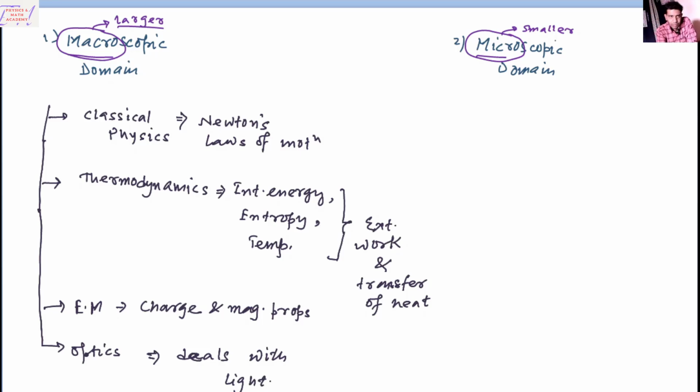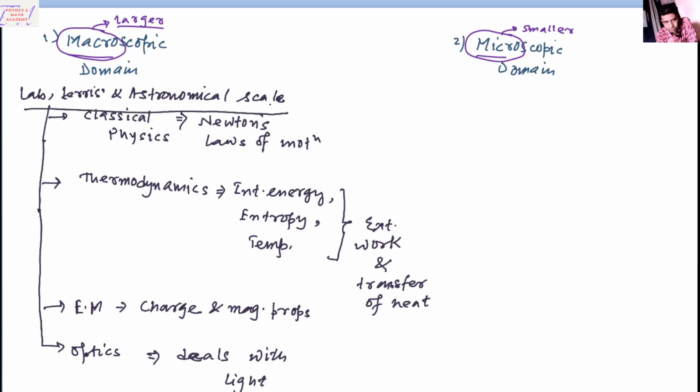It works at lab scale, terrestrial scale, and astronomical scale. This is where the macroscopic domain works. Now, what about the microscopic domain?